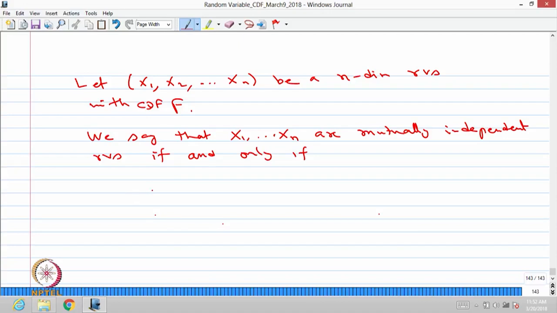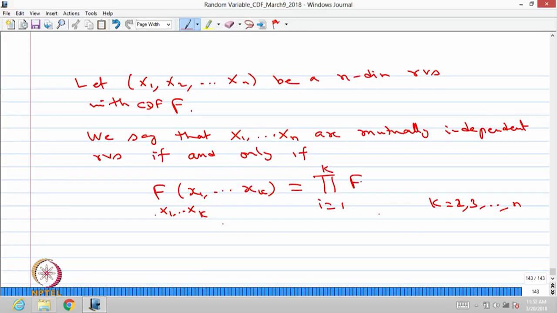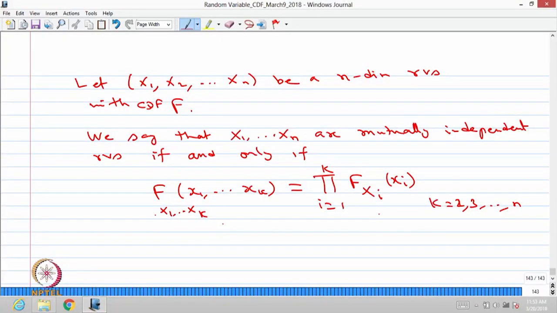if you take any fewer random variables, the CDF of k random variables, for k equal to 2, 3 and so on till n, is the same as the product over i equal to 1 to k of the CDFs of those random variables. This means if you take any two random variables, the CDF of those two is the same as the product of the CDFs of only those two random variables. If I take any five random variables, when n is greater than 5, then the CDF of the five random variables is the same as the product of those five random variables' CDFs.